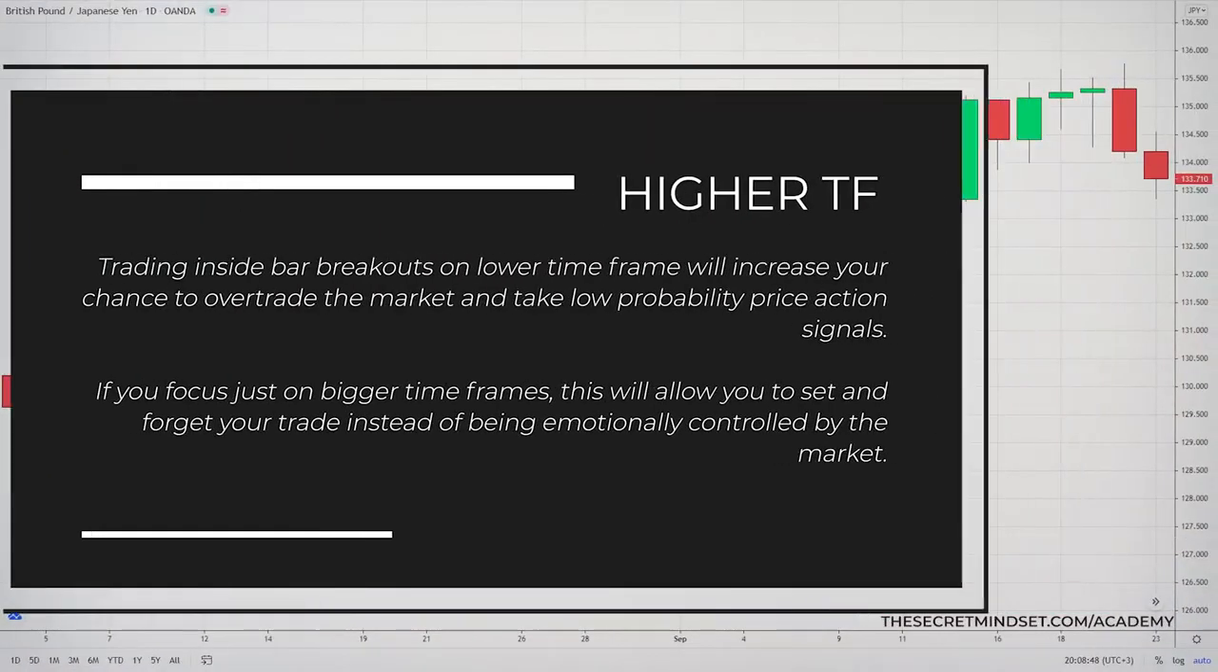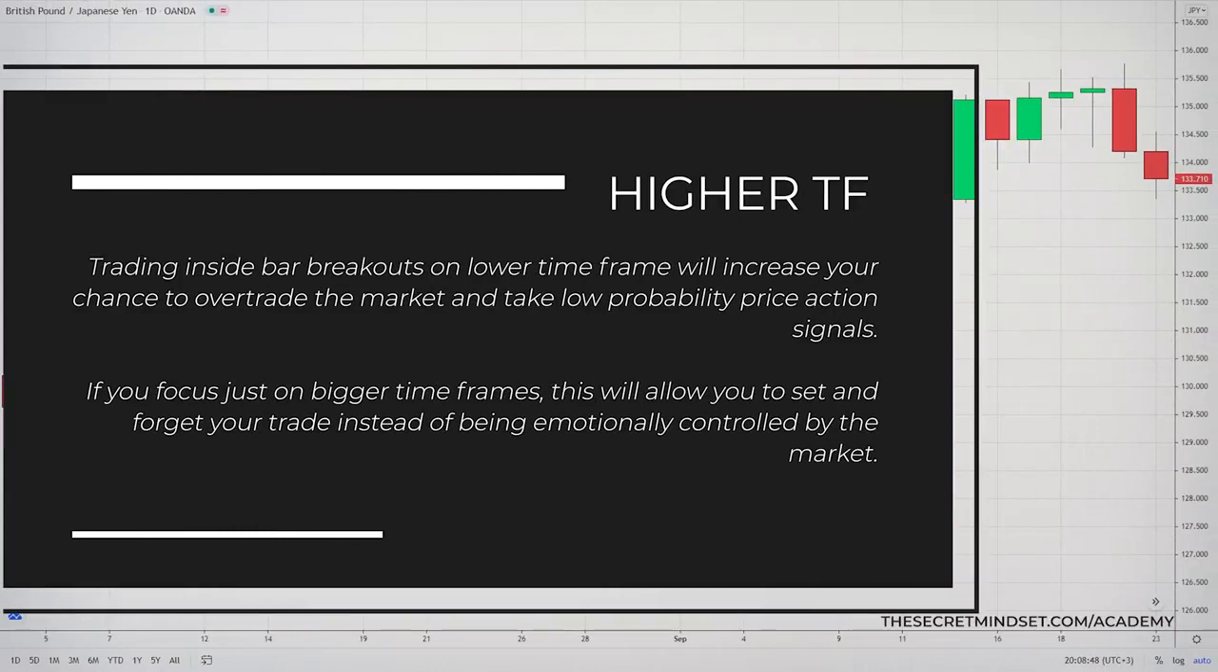Trading this setup on the lower time frame will increase your chance to overtrade the market and take low probability price action signals. And this is the fastest way to blow up your trading account. If you focus just on bigger time frames, this will allow you to set and forget your trade instead of being emotionally controlled by the market.